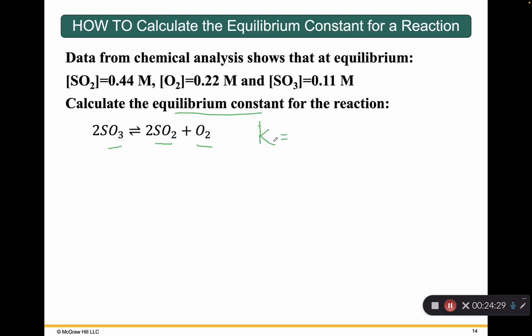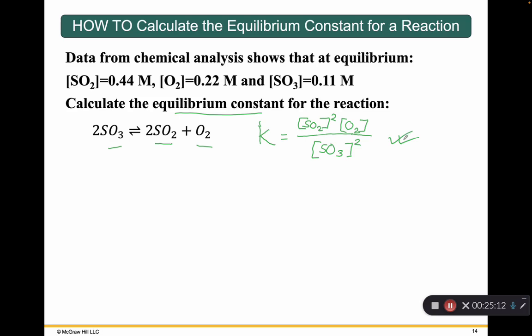I bring uppercase K, capital K, and I know that it is the product that goes on the numerator. It is the reactant that goes on the denominator. Here I have two products, SO2 and O2. I will write SO2 raised to the power of its coefficient, O2 raised to the power of its coefficient. The coefficient is 1, so I simply understand that. I don't need to show it. On the reactant side, I have SO3. Its coefficient is 2, so raised to the power 2. So I write the equilibrium expression here.